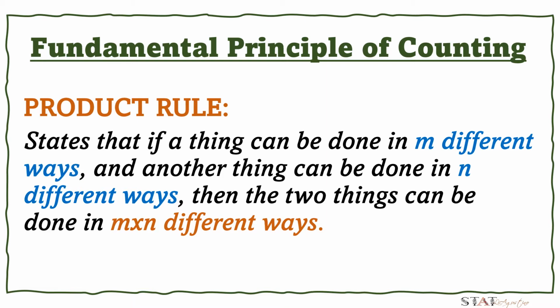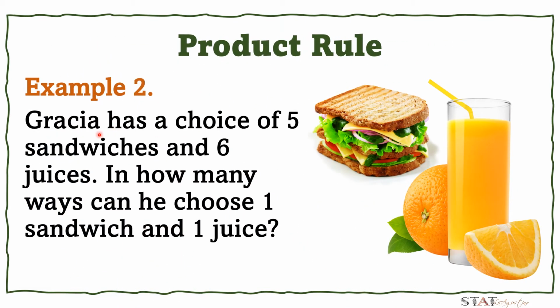For example, Gracia has a choice of 5 sandwiches and 6 juices. In how many ways can she choose one sandwich and one juice? So there will be 5 times 6 equals 30 ways to choose. For example, sandwich 1 and juice 1, sandwich 1 and juice 2, sandwich 1 and juice 3, up to sandwich 1 and juice 6. So all in all, Gracia has 30 ways to choose.